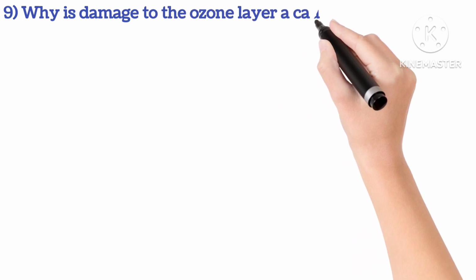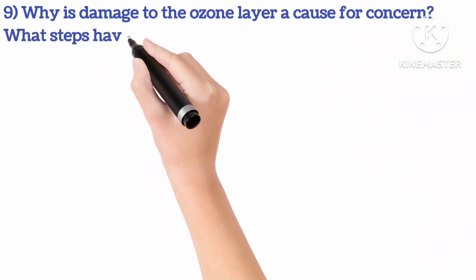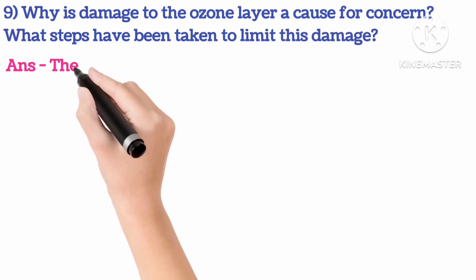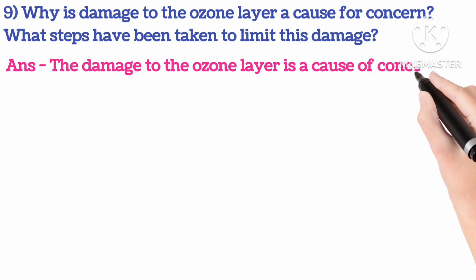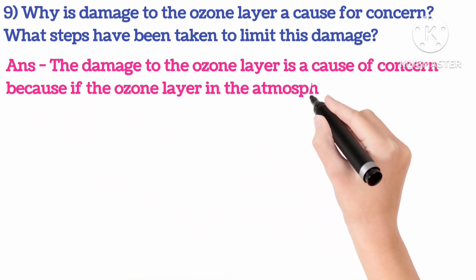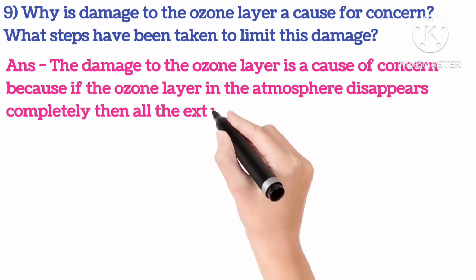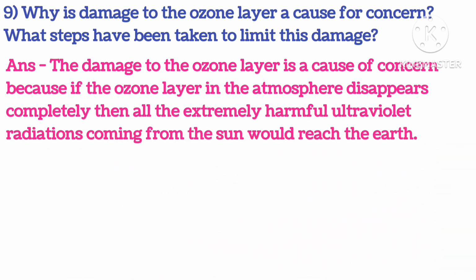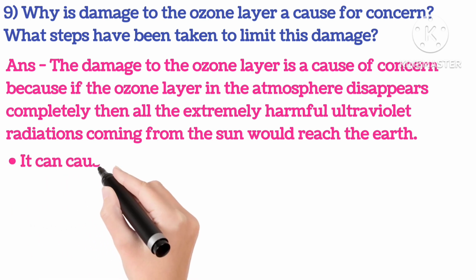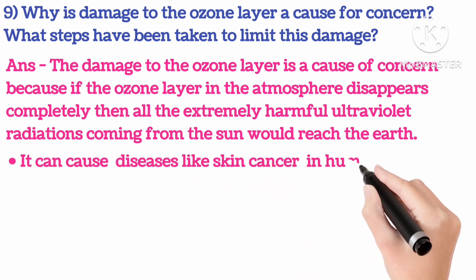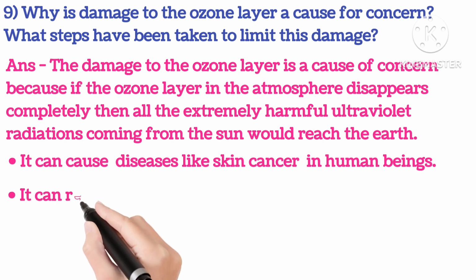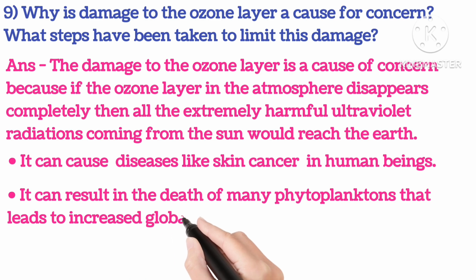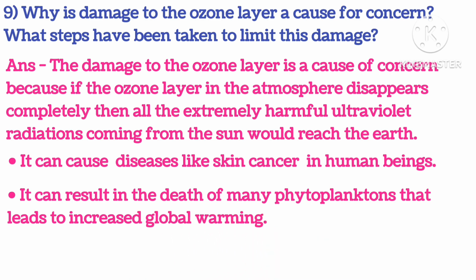Why is damage to the ozone layer a cause for concern? What steps have been taken to limit this damage? The damage to the ozone layer is a cause of concern because if ozone layer in the atmosphere disappears completely, then all the extremely harmful ultraviolet radiations coming from the sun would reach the earth. It can cause diseases like skin cancer in human beings. It can result in the death of many phytoplanktons that leads to the increase of global warming.